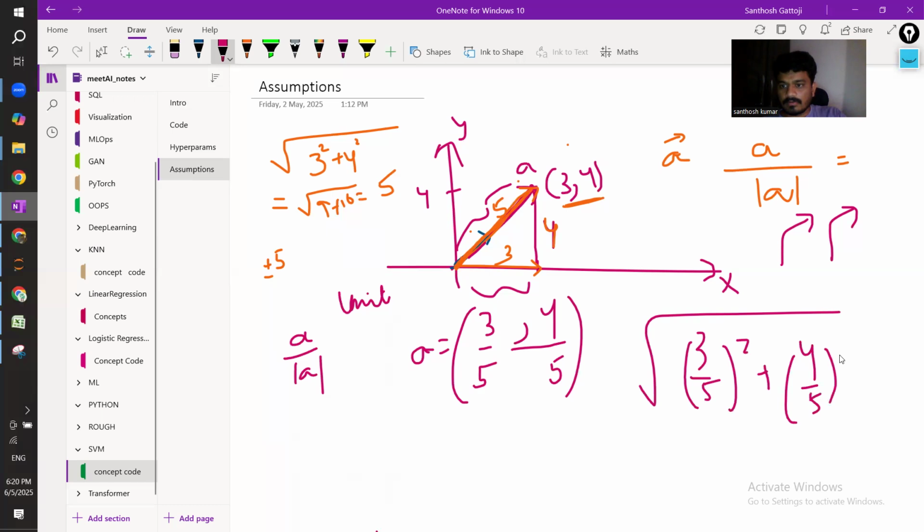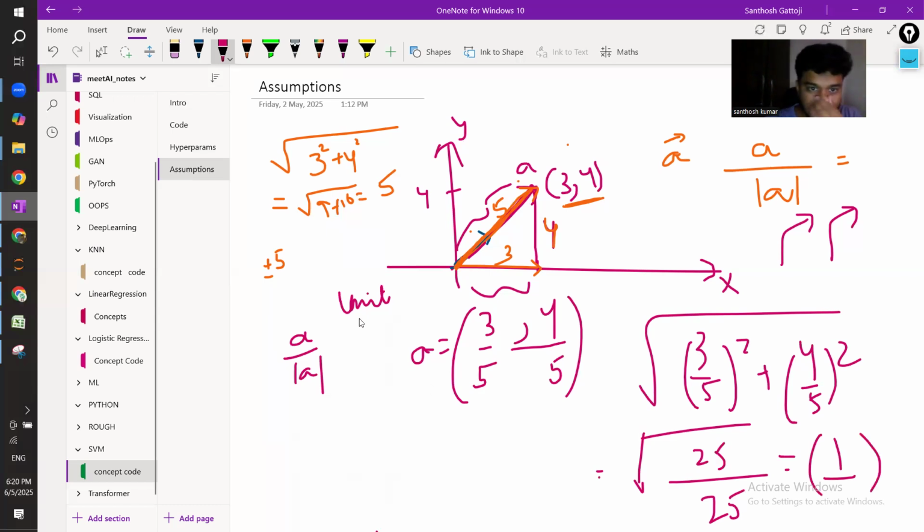Now can you tell me what this will be? The denominator will be 25, and the numerator is 3 square, 9, plus 4 square, 16, which is 25. So 25 by 25 is 1. What is the magnitude now? 1. That's why it's called a unit vector. So how do you get it? Just divide the vector by its magnitude. The resultant will be the unit vector of that A.